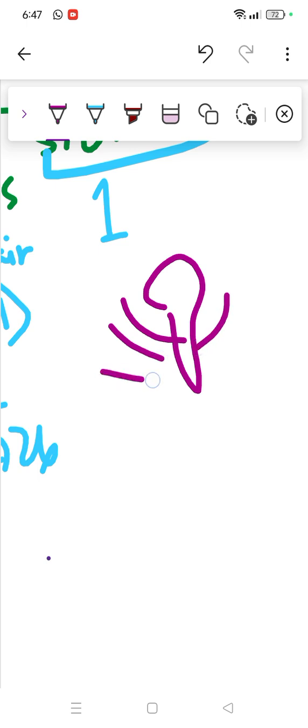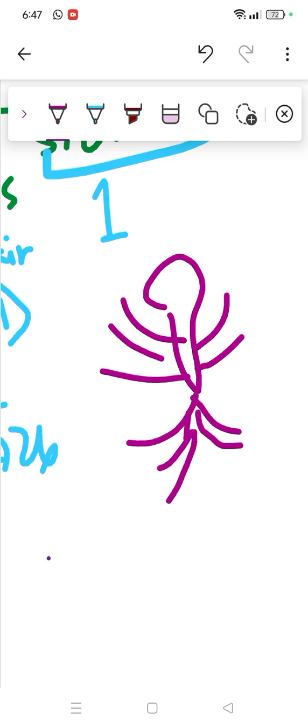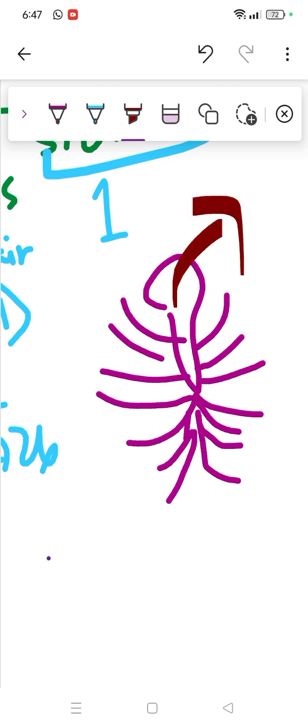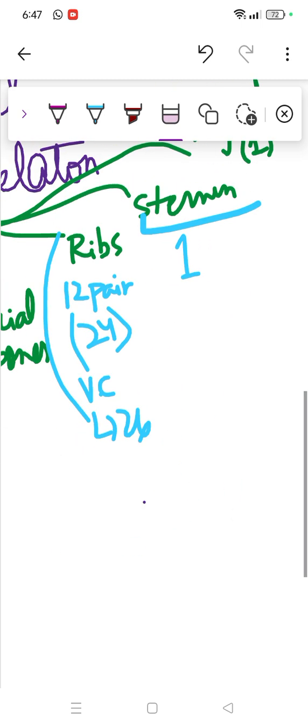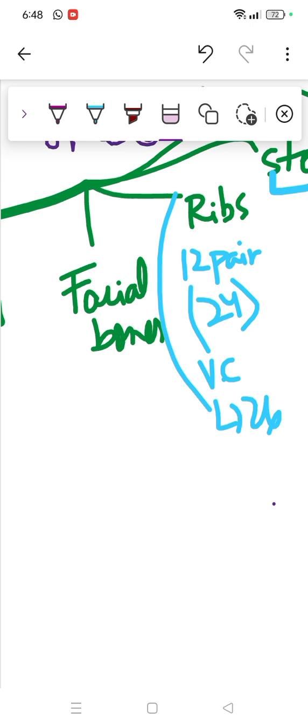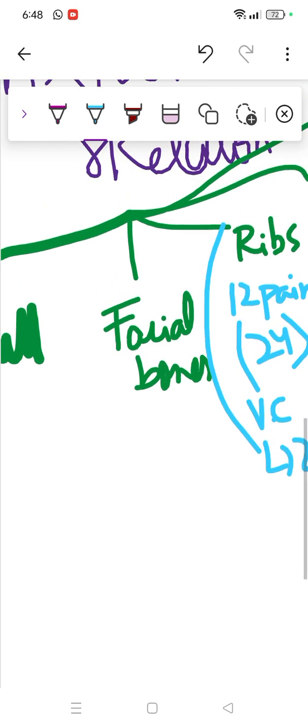Then these are the ribs covering it. Again, for the ribs we have many types, like floating ribs and a few that are not attached. For now it looks like an ant, but consider it. The middle region is called the sternum, and these are called the ribs. I hope that is very clear. Sternum 1, vertebrae 26, ribs 24. Then comes the facial bones.